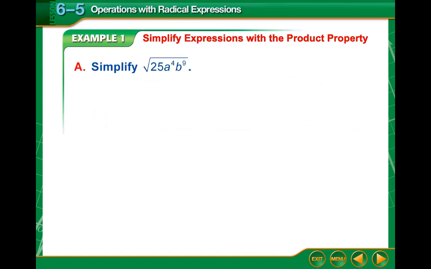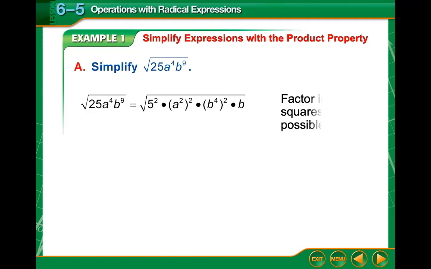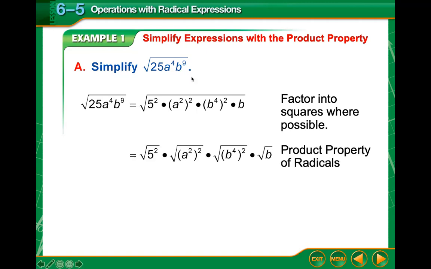So I'm going to go ahead and simplify the square root of 25a to the 4th, b to the 9th. For this to work, we're going to break them into factors. We know the square root of 25 is 5. The square root of a to the 4th is going to be a squared. And b to the 9th, since 9 is not even, it's not a perfect square of a variable.